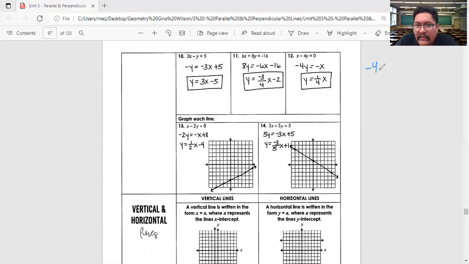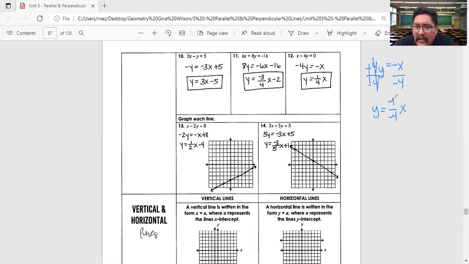So if I have negative 4y equals negative x, well, we're going to have to divide both sides by negative 4. So what happens here? Well, obviously this cancels out. The negative and the 4 both cancel out. But what happens here is that, remember, in front of a variable, if you don't have anything, it's going to be considered 1.